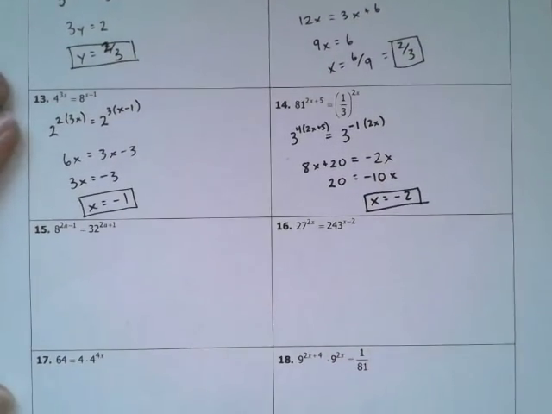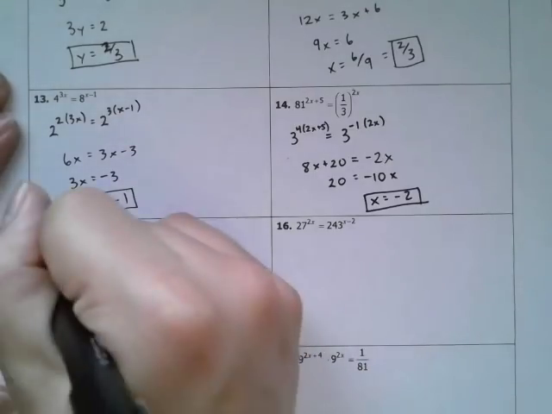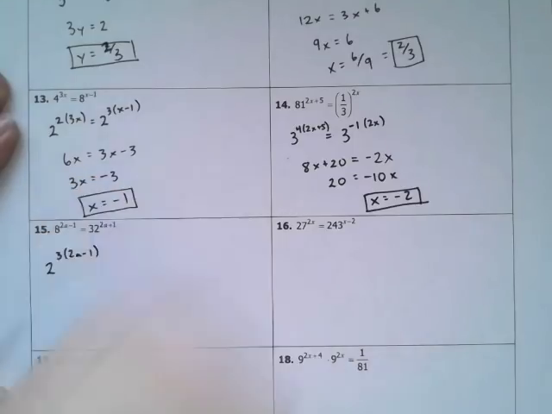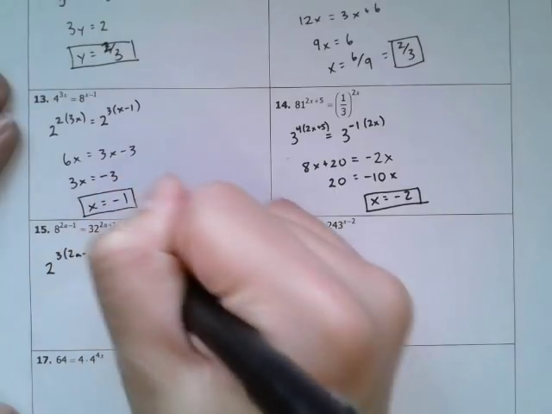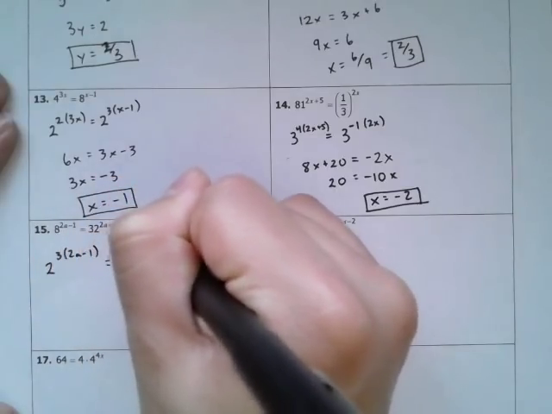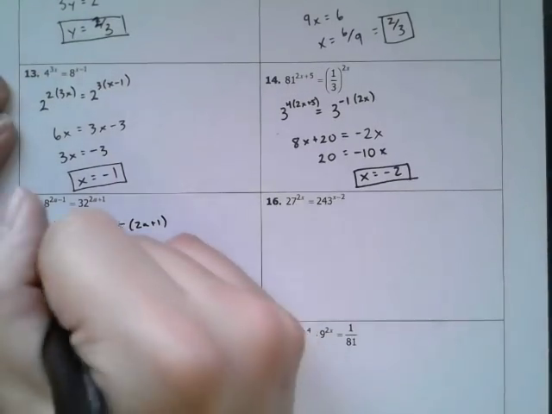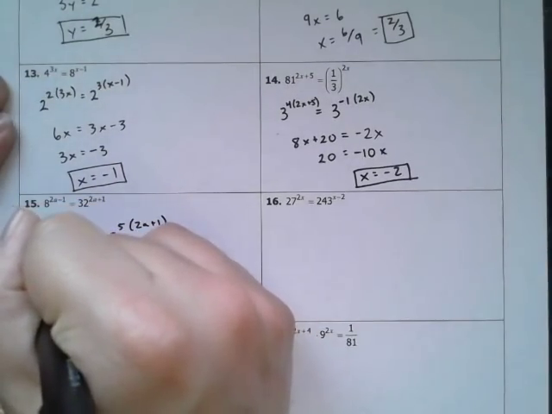Number 15, I can rewrite 8 as 2 to the third times 2a minus 1. I can rewrite 32 as 2 to the 5th times 2a plus 1. I have the same base, so let's just skip that step.